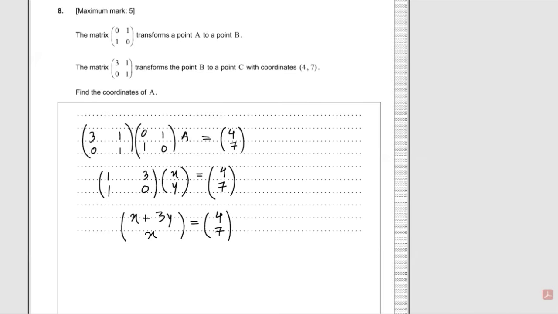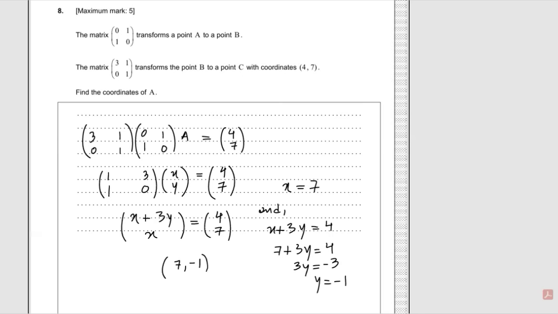Let's equate the numbers. So from the lower part, we can say that x is 7, right? And 3x plus 3y is going to be 4. So 7 plus 3y equals 4. 3y is going to be negative 3 and y is negative 1. So A turns out to be (7, -1). These are the coordinates of A.